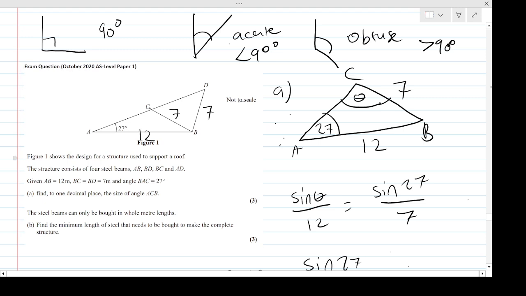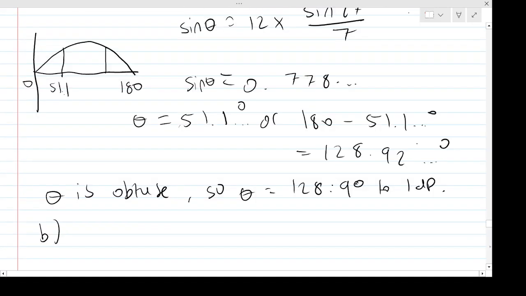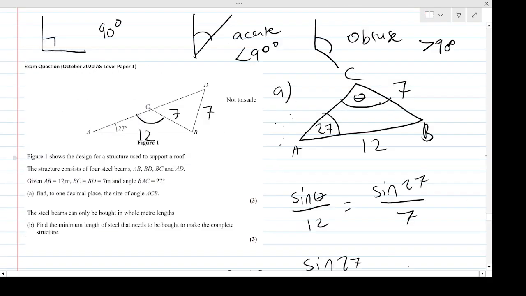Well, we know this, AB here is 12. We know this length here is 7, BD. BC is 7 as well. So really the only length we need to work out is AD. How are we going to get to that? Well, we know this angle now for theta is what we worked out. We're going to need to use that, right? They didn't ask us to find the angle for no reason. So that's 128.9.